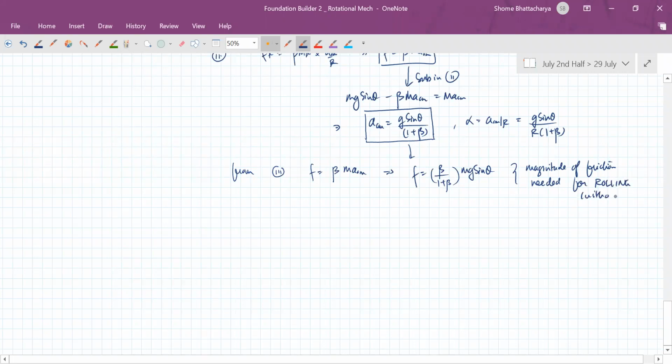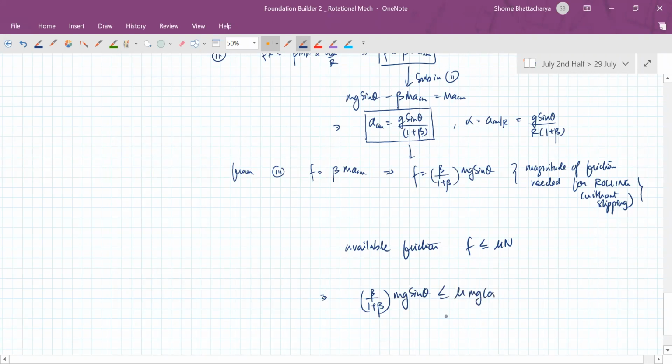And as I told you, generally when we talk about rolling, we mean rolling without slipping, or rolling in the no slipping condition. But the available friction has a limit that it should not exceed mu N. So beta upon 1 plus beta into mg sin theta should not exceed mu into mg cos theta. When you invert this relation, it gives you the condition on mu, that mu should be greater than or equal to beta upon 1 plus beta into tan theta.